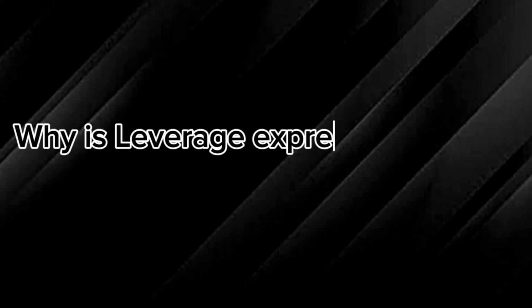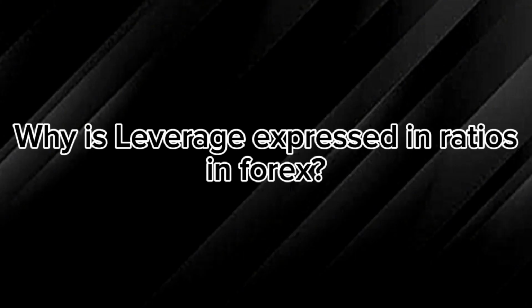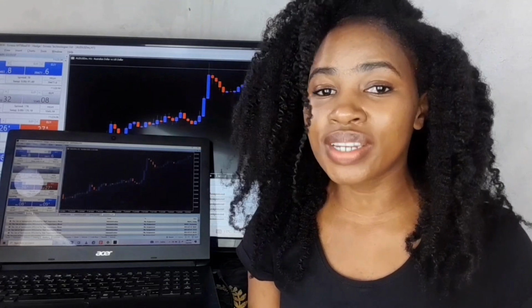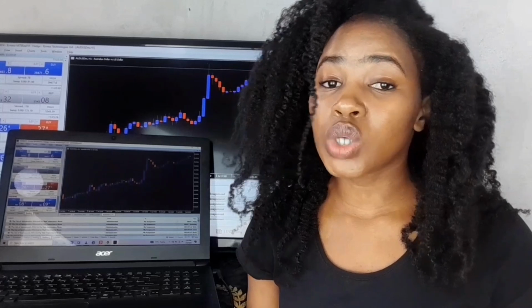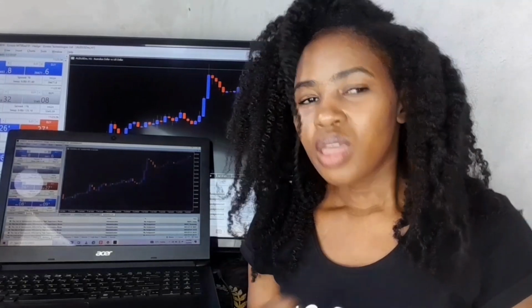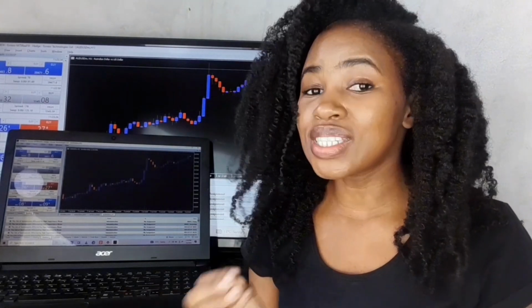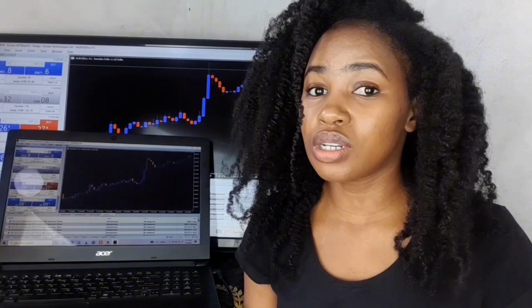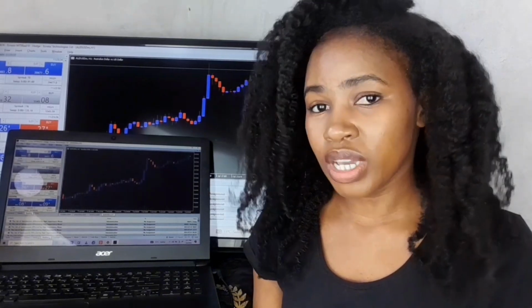Why is leverage expressed in ratios in Forex? The leverage ratio shows how much the trade size is as a result of a margin, which is your initial deposit. For example, the leverage for the trade would be equal to 100:1. That's a ratio. So what does that ratio mean? It simply means for a $1,000 deposit, a trader can trade a position of $100,000 in a participating currency pair.